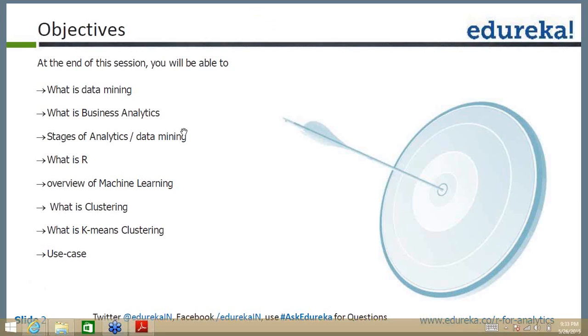At the end of the session, you'll be able to know what data mining is at a high level, what business analytics is, what the stages of analytics and data mining are, and all that. We will also have a brief introduction to R, an overview of machine learning, what clustering is, and what k-means clustering is. These are some of the things which we will discuss.